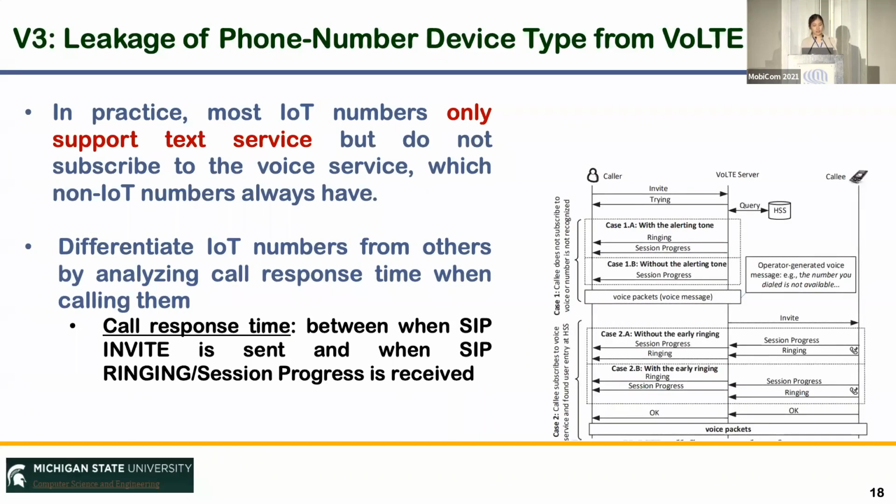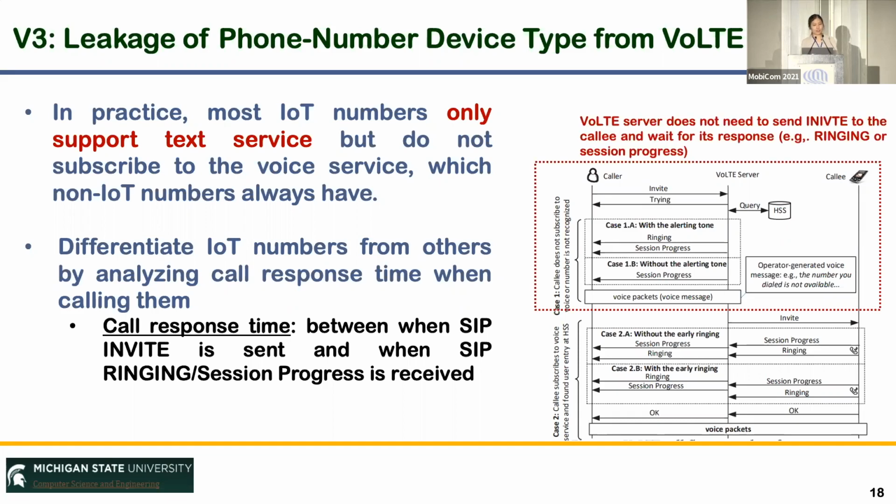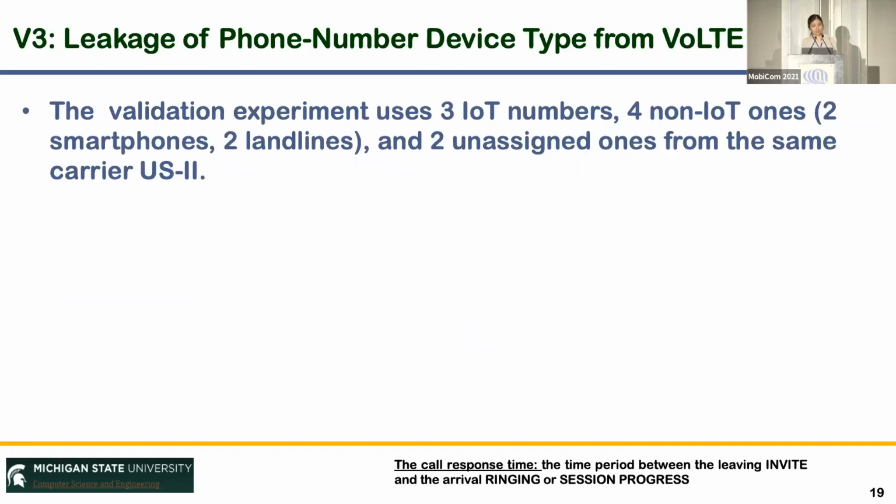We can see in the right figures, when a VoLTE user makes a phone call to a phone number, the user can receive the session progress or ringing message from the VoLTE server. However, the call response time in case 1, where the call-in number is for an IoT without voice service, is much shorter than in case 2, where the number is a non-IoT one. Because in the former case, the VoLTE server does not need to send the invite to the call-in and wait for its response.